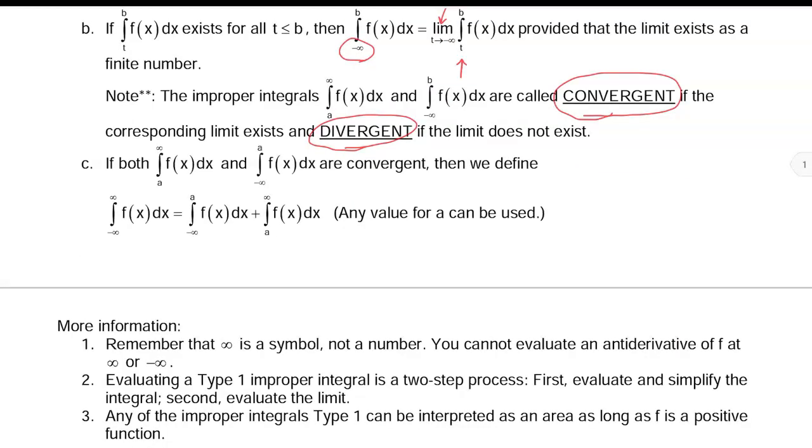It is possible that our integral could have a lower limit of negative infinity and an upper limit of positive infinity. If that occurs, we can split the integral up into 2 integrals. We'll find some value, usually 0, to work with, and we'll set up the integrals for each. We'll have a limit for negative infinity as our lower limit, and we'll have a limit on this integral where infinity is our upper limit. As long as these 2 integrals are convergent, we're allowed to set this up.